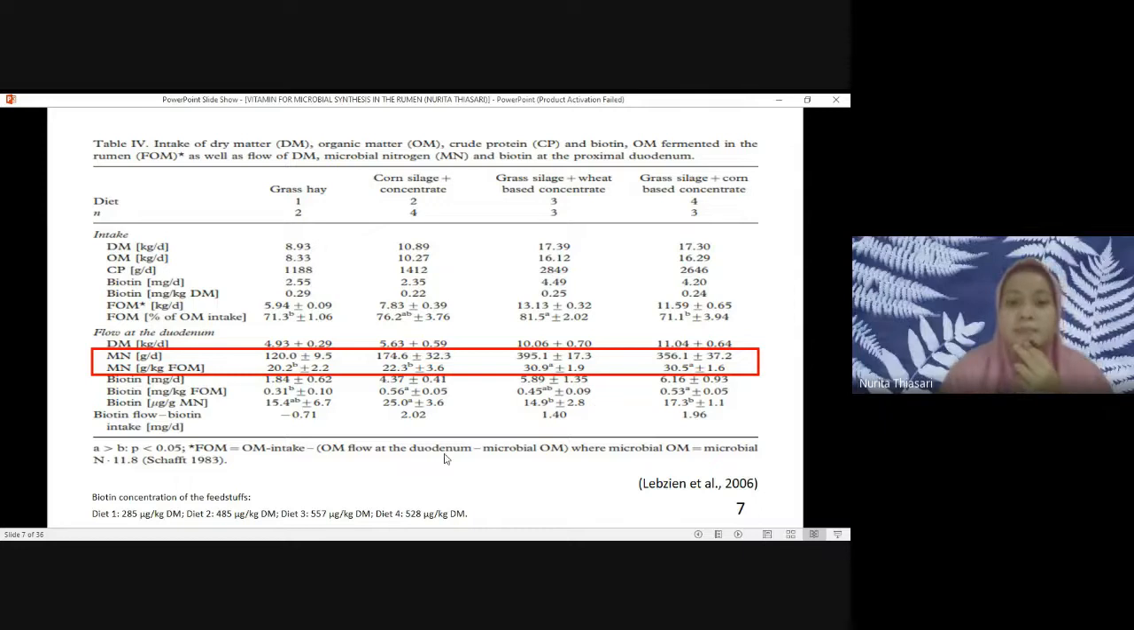Yeah, actually, from this paper, I would like to show if there is a different concentration of the biotin, it will affect the microbial nitrogen. But the addition of biotin needs the support of energy in order to build up the microbial nitrogen. So with enough energy, it will have more result of the microbial nitrogen.